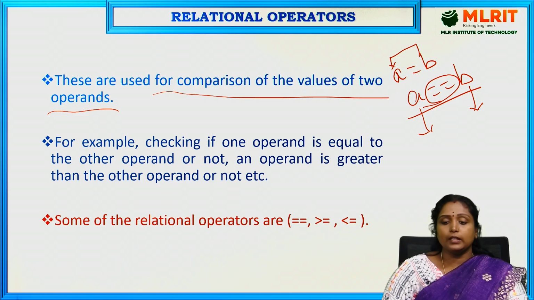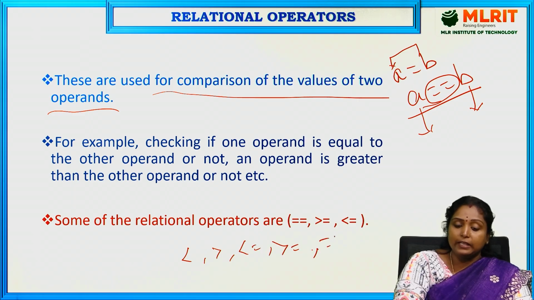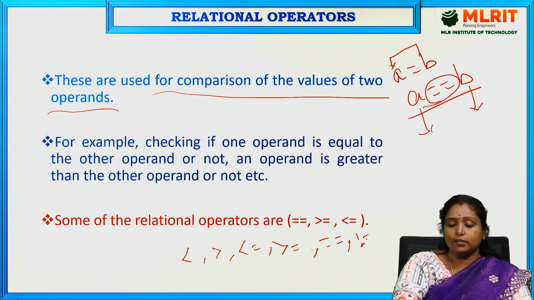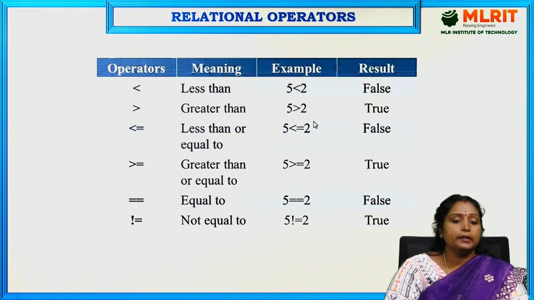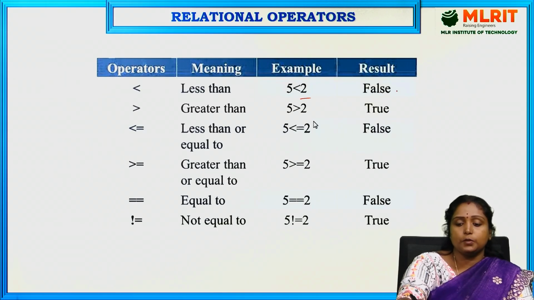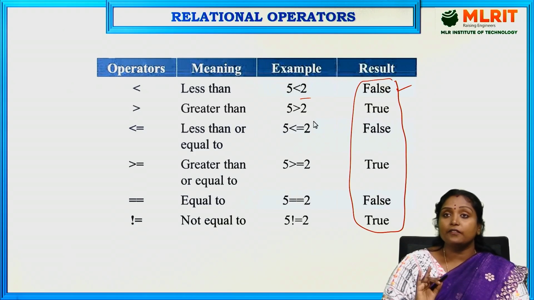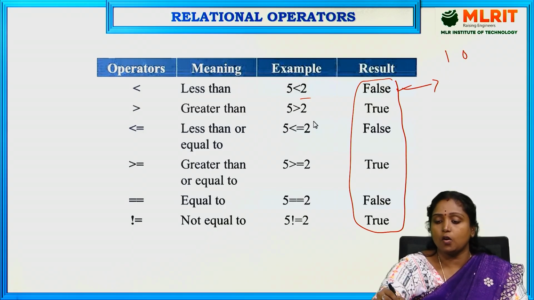Some of the relational operators are less than, greater than, less than or equals to, greater than or equals to. Double equals to is nothing but whether both expressions are equal or not. And for not equals to, you will write it like this. So 5 less than 2 is false. It will give you the result as true or false, and when converted to integer values, it will give 1 or 0. 0 means false, 1 means true.